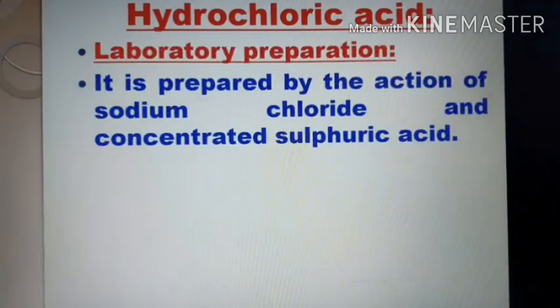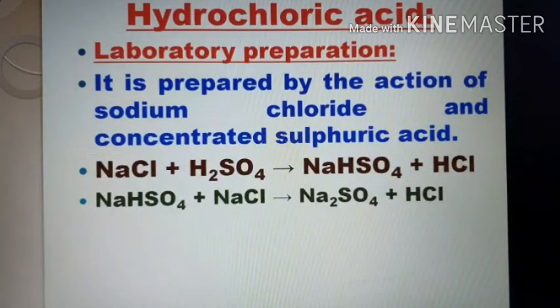Hydrochloric acid is prepared by the action of sodium chloride, NaCl, and concentrated sulfuric acid, H2SO4. The reaction involved in laboratory preparation is: NaCl when treated with sulfuric acid H2SO4 gives hydrochloric acid HCl along with sodium bisulfate NaHSO4.